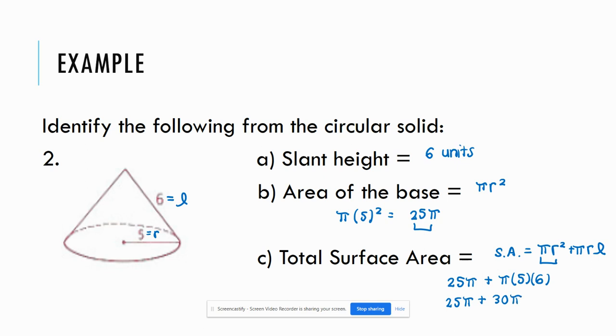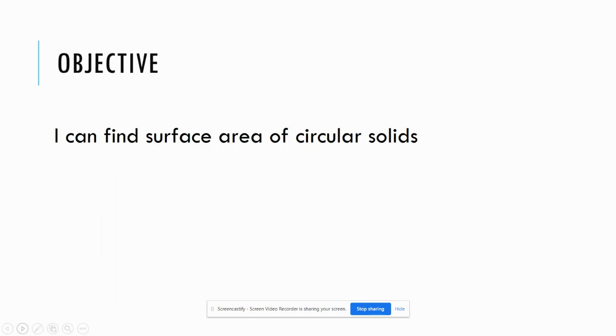These are two like terms because they're both in terms of pi. 25 plus 30 is going to give us 55. There's still pi with it. And once again, if there are no units, but we're talking surface area, then it would be units squared. And that's our answer. And so that's us finding surface area of circular solids.